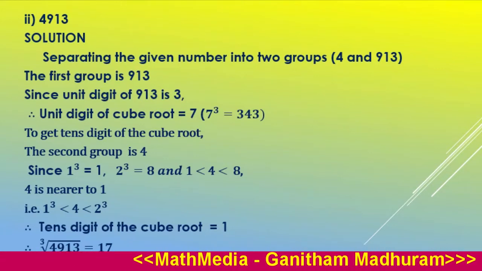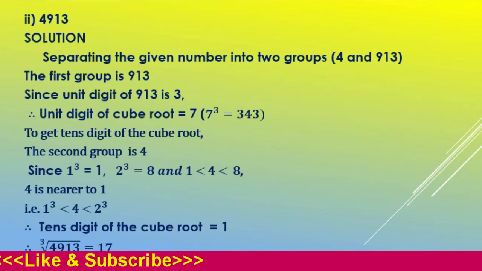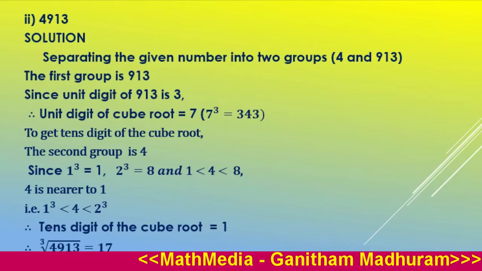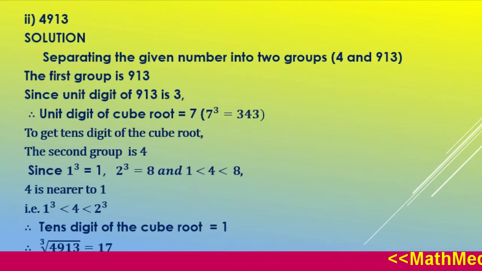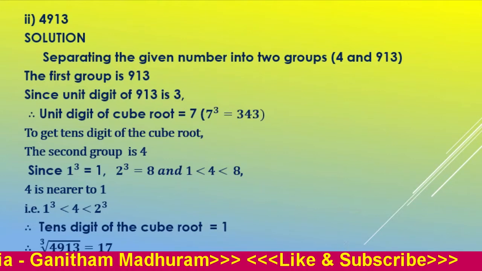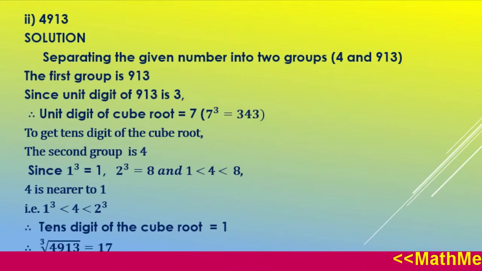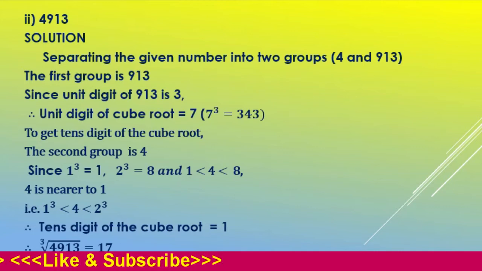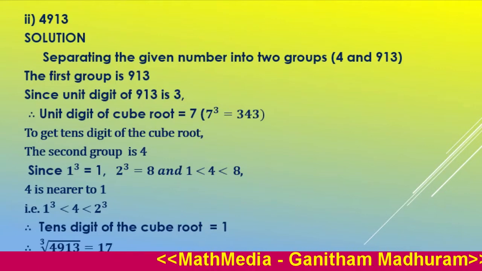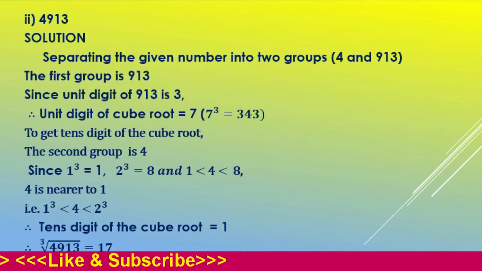While getting the tens digit of the cube root, you have to take the second group and find whether the second group itself is a perfect cube or not. If it is a perfect cube, the second digit of the cube root will be the cube root of the second group. If the second group itself is not a perfect cube, then you find between which two perfect cubes it lies.